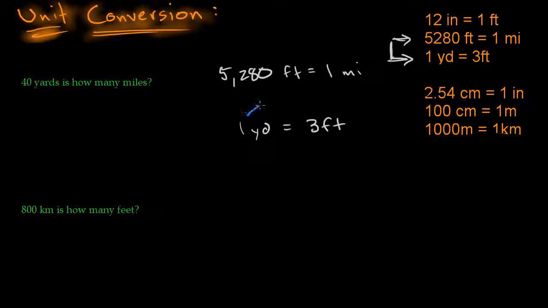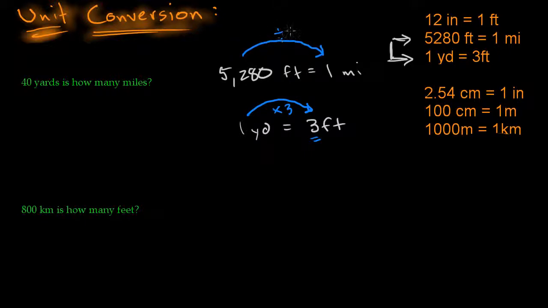Well, to turn yards into feet, because I'm starting with 1 on the side with yards, then I know I have to multiply by the number over here, by 3 to turn yards into feet. Well, how do I turn feet into miles? In this case, I'm not starting from the 1. I'm starting from something other than 1.